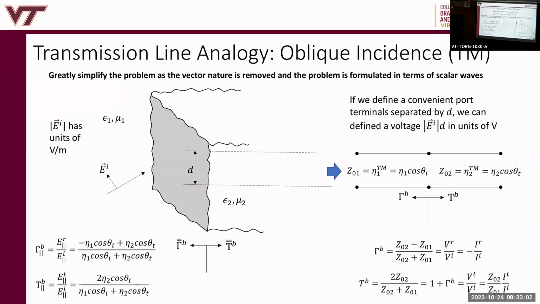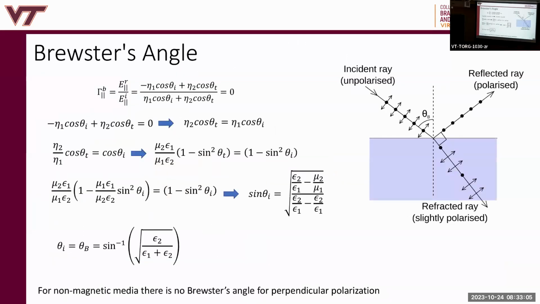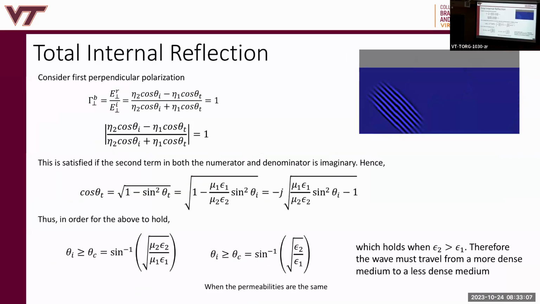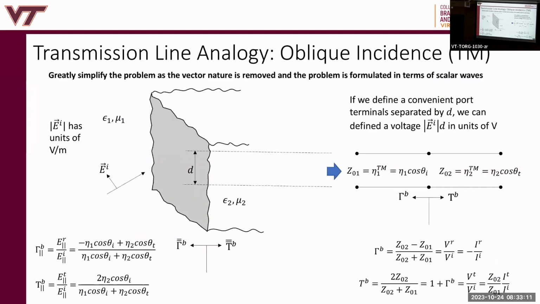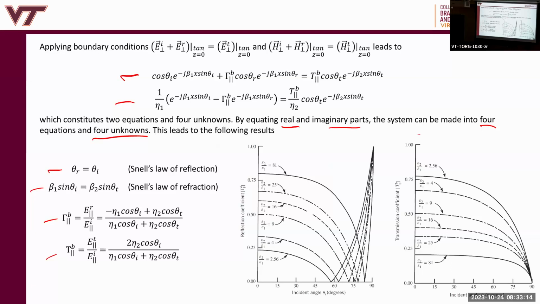No, I think, let's see. Let me jump ahead. So here's the Brewster's angle. Yeah, it becomes a surface wave. Okay. So not all of it's transmitted. Some of it gets trapped to the interface. Becomes a surface wave. All right? We'll look at that.